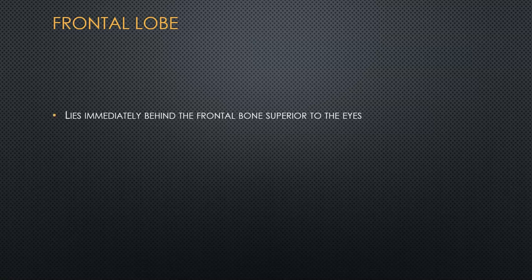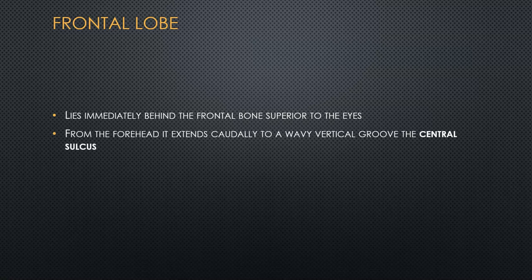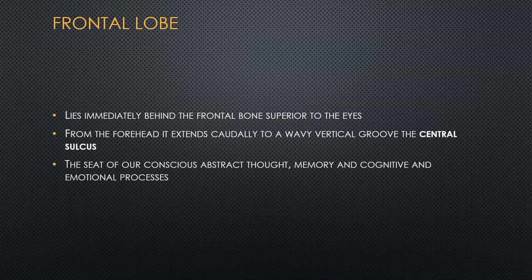The frontal lobe lies immediately behind the frontal bone, and it's superior to the eyes. From the forehead, it extends caudally to a wavy vertical groove called the central sulcus. The seat of our conscious abstract thought is here. Memory and cognitive ability and emotional processes, that's all happening here.